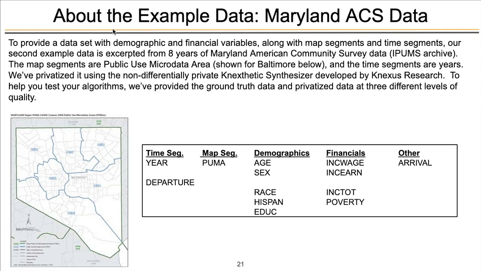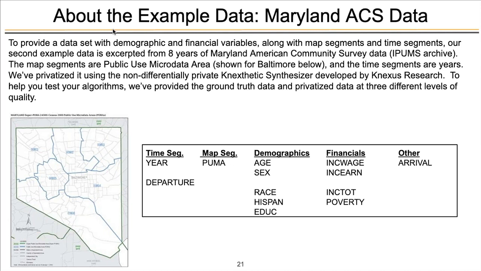So we have also included an excerpt from the American Community Survey data from Maryland. And here we've taken 8 years of data. And so the time segment is year. The map segment is PUMA. PUMA is public use microdata area. And so there's a few dozen of them in Maryland as a whole. The ones for Baltimore are shown in the image to your left there.